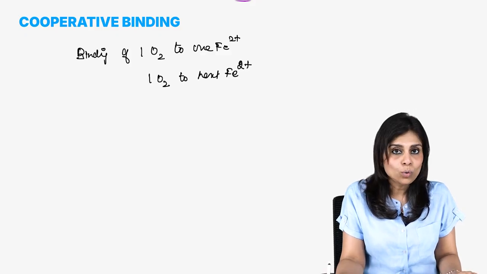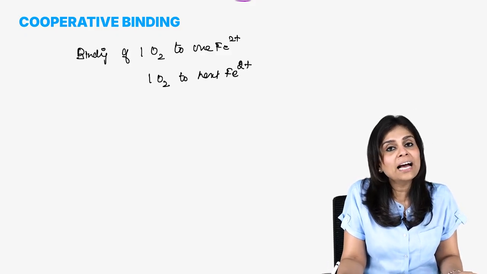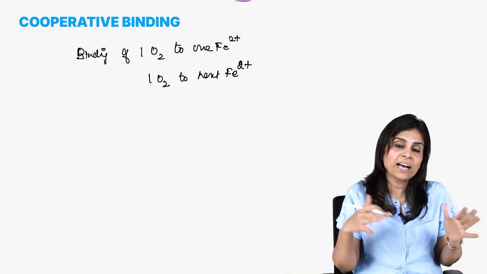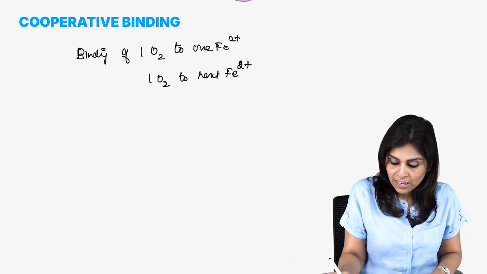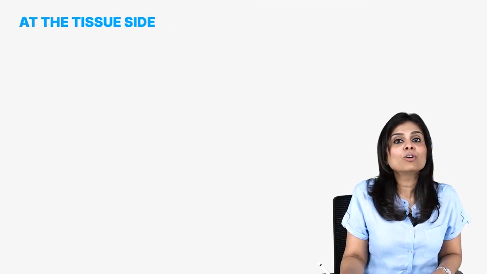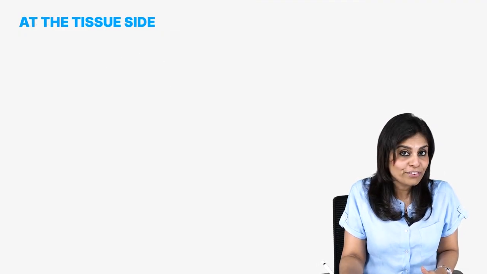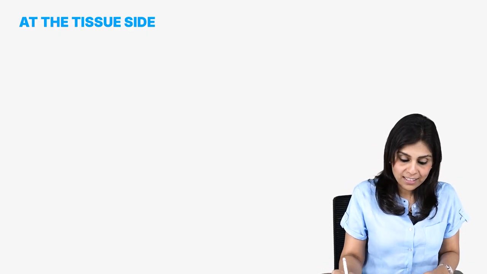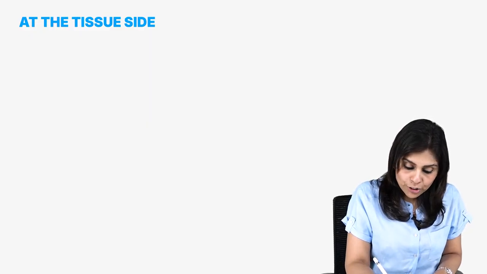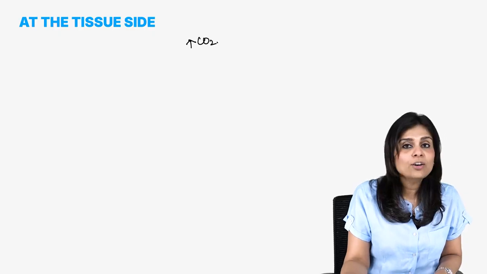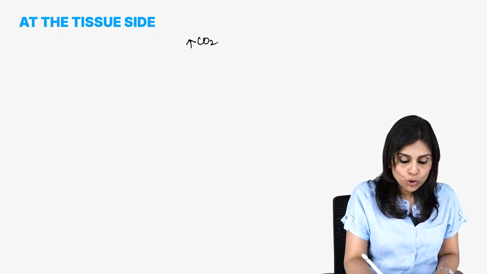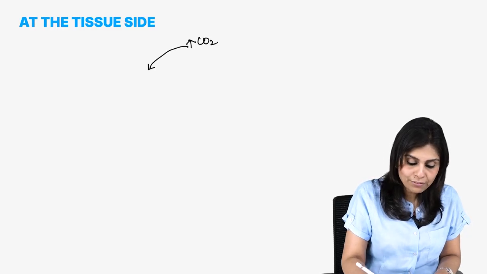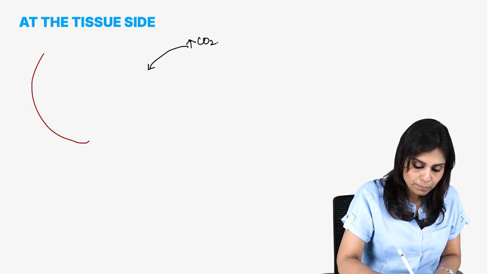Okay. Now, let's try to understand what happens at the tissue side and what happens at the lung side. So, closely watch this, because I'm going to ask you what is Bohr effect and what is Haldane effect at the end. Okay. So, what happens at the tissue side? At the tissue side, which concentration is higher? Carbon dioxide concentration is higher. So, this carbon dioxide passively diffuses into RBCs.